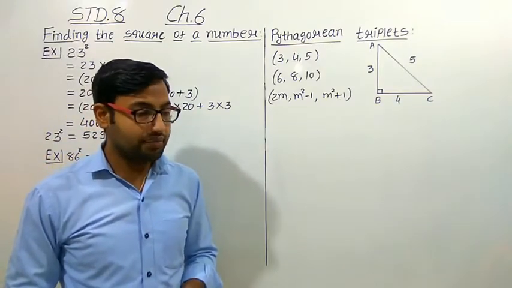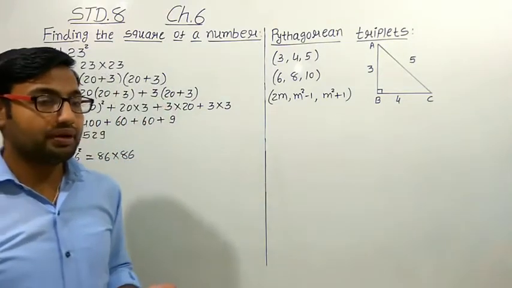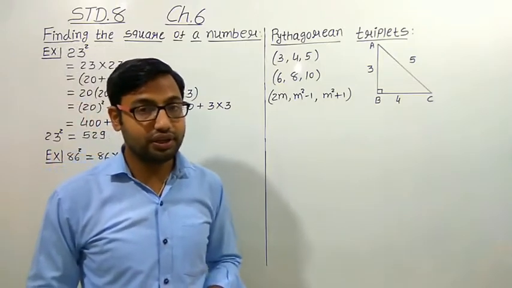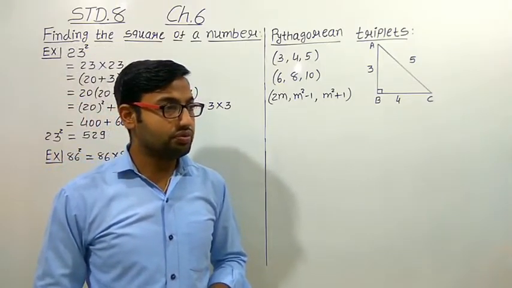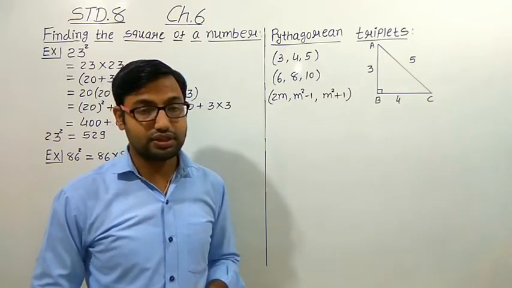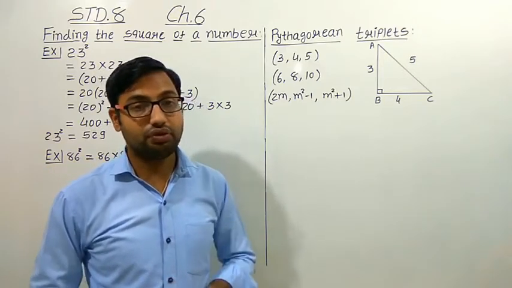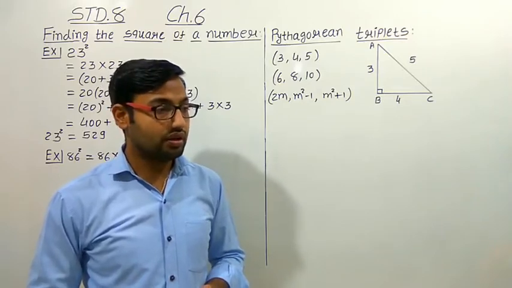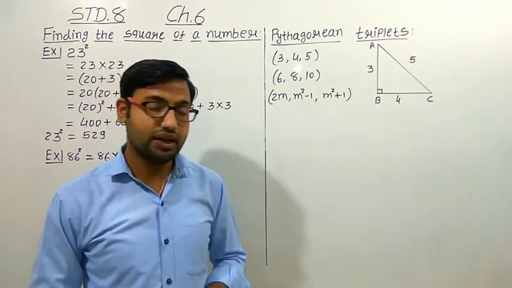So we know that if there is a small number, then it is very easy to find out the square. Up to 1 to 20, the square values are given in the textbook. So we can remember 1 to 20. It is not a very tough work. Okay, we can remember it.